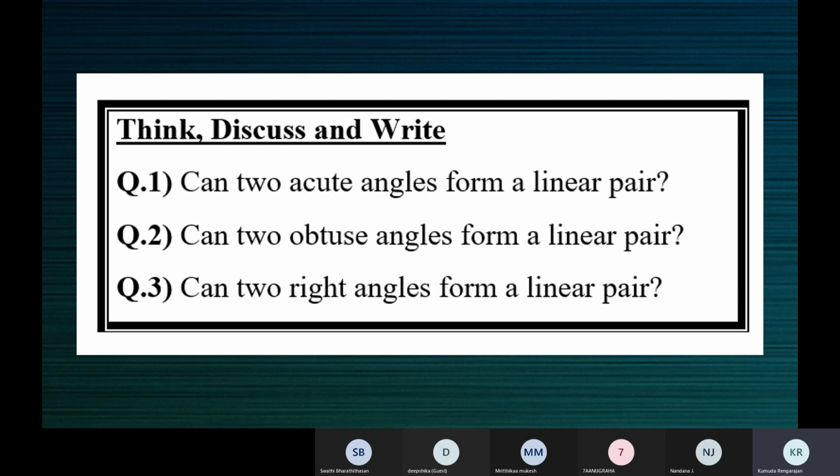Can two obtuse angles form a linear pair? No, ma'am, false. The sum of two obtuse angles will be more than 180, ma'am. Yes. This is the explanation: an obtuse angle measures more than 90. So when you find the sum of two obtuse angles, that is two angles more than 90, their sum will be more than 180.